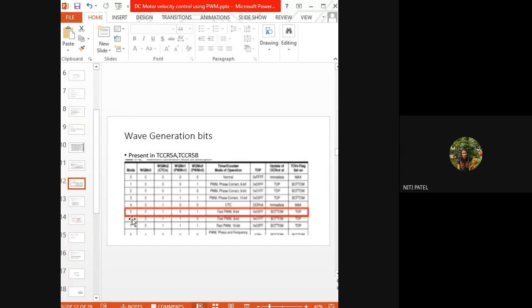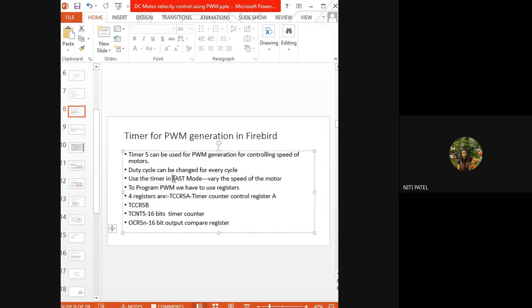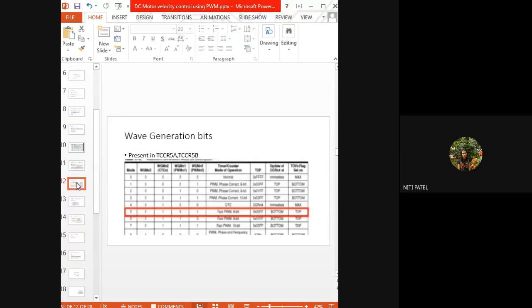What should it be for waveform generation? Your waveform generation bits should be 0,1,0,1. If it is 0,1,0,1, it is operating in fast PWM. So what is written over here, that it should operate in which mode? Fast mode. So to make it operate in fast mode, your waveform generation bits should be 0,1,0,1. Only then is it operating in fast pulse width modulation for 8 bits. If you see the remaining, they are for different uses.